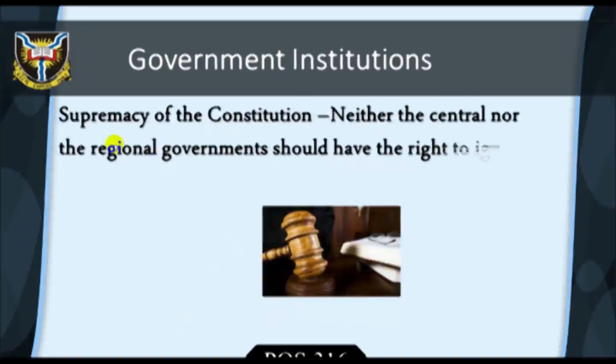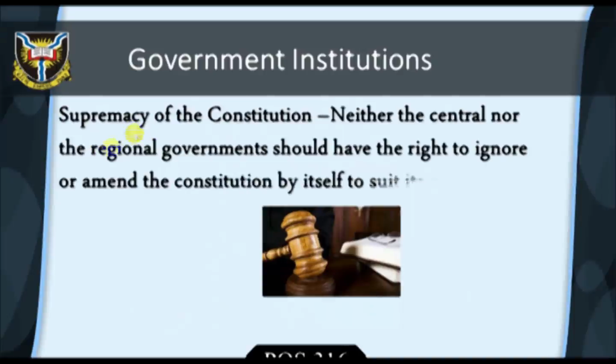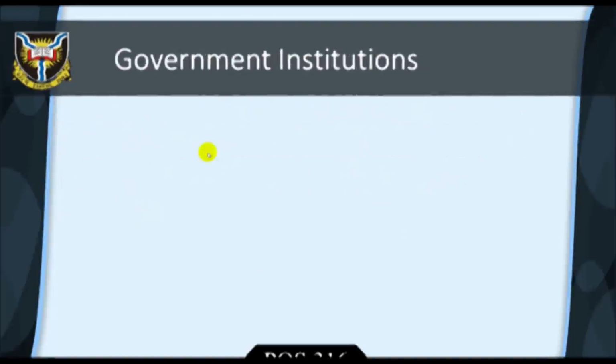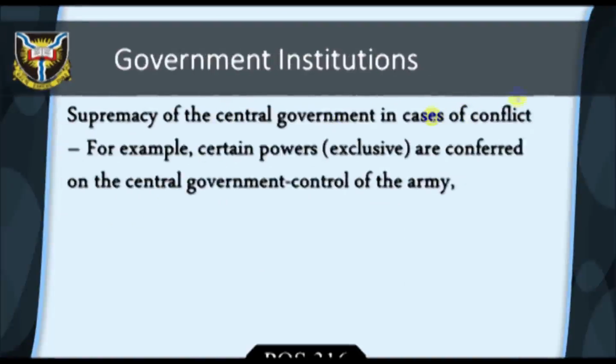In summary, most federal states have certain characteristics that may be necessary for us to highlight, and they include: 1. Supremacy of the Constitution. In simple terms, neither the central nor the regional government should have the right to ignore or amend the Constitution by itself to suit its own purposes. 2. Supremacy of the central government in cases of conflict.